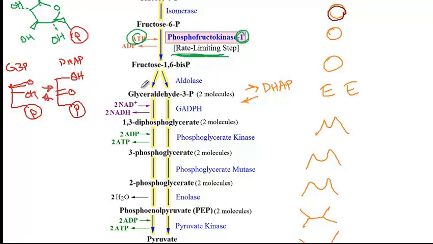So therefore, we can say that now one glucose molecule, which was made of 6 carbons, has yielded 2 molecules of glyceraldehyde 3-phosphate, which is a 3-carbon molecule. So from here on, that's why I'm showing you 2 arrows for every reaction, because we have 2 molecules of every one of these products that we are going through.